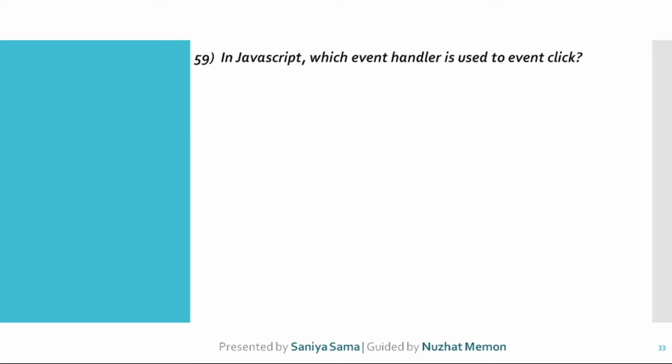59. In JavaScript, which event handler is used to event click? Option A by click, option B on click, option C off click, option D on clicking. The answer is on click.